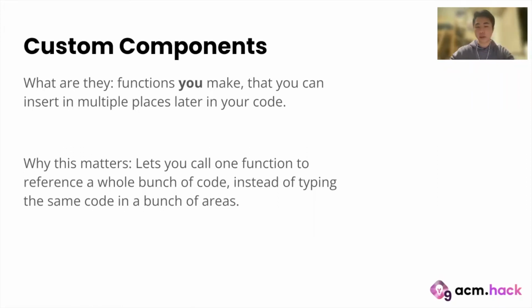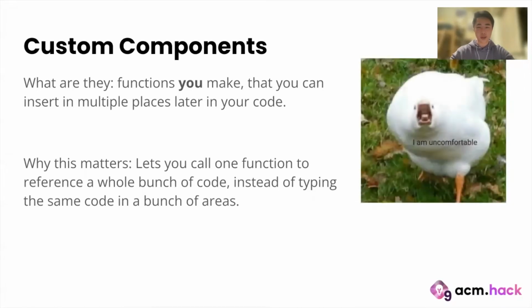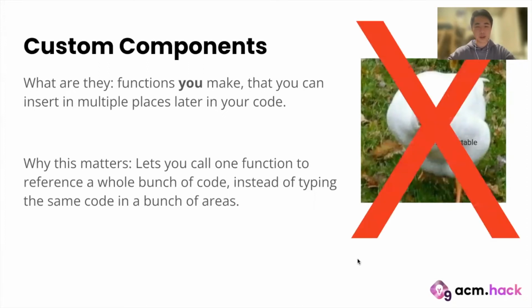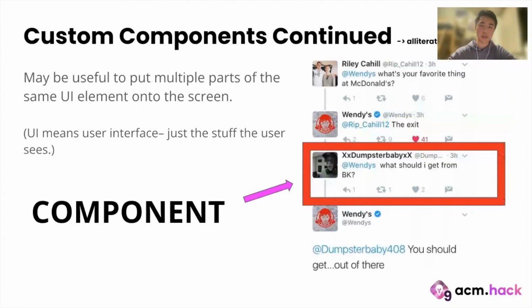This lets you call one function to reference a whole bunch of code that might describe one big UI element, instead of typing the same code over and over and over again. So at this point, I hope you're not like this goose and feeling very weirded out by this. Hopefully this upcoming example of what a custom component might look like will clarify that.